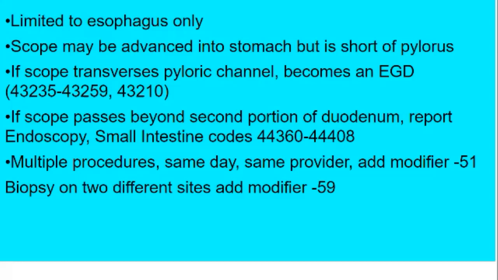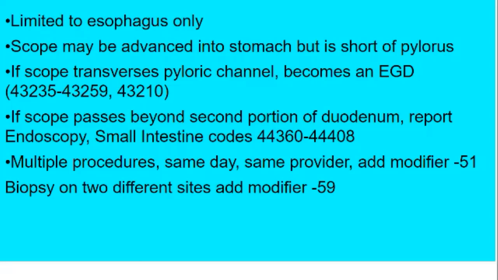If the scope traverses the pyloric channel, it becomes an EGD, which is 43235 through 43259 or 43210. So you can go ahead and flip to those codes. Let's go to 43235. 43235. And you're going to see all of those codes there. I would suggest that you spend some time just looking, highlighting, bubbling.